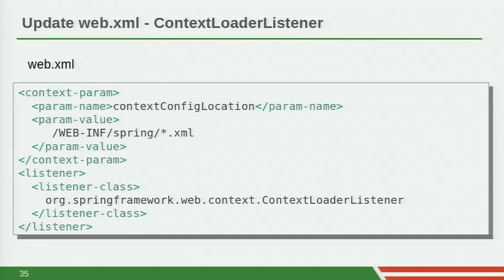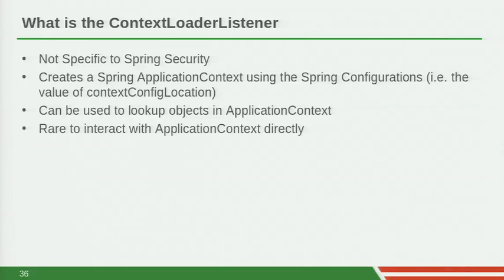The next step is to update your web.xml. And if you're familiar with Spring at all, with web-based applications, you're probably familiar with the ContextLoaderListener. You add it to your web application, and then you specify the context config location. What's happening behind the scenes is the ContextLoaderListener is loading the context config location. And it's not specific to Spring Security at all. As I mentioned, you've probably already used this if you've done a Spring MVC application.